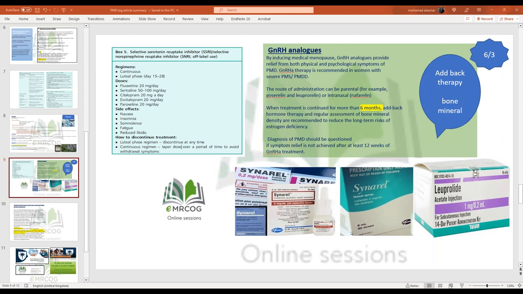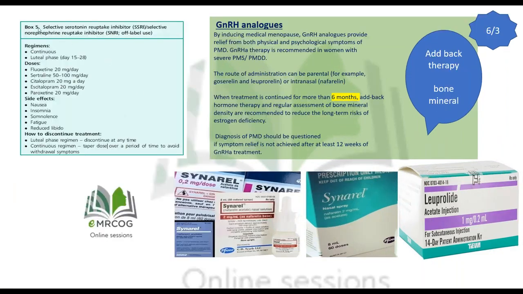Okay, so here in the notes, my friend, as you can see, also from the guideline, sorry, from the TUG article, the box number 5 gives you different agents of the SSRI or SNRI, like fluoxetine 20 mg per day, or sertraline 50 to 100 mg per day. Citalopram can be used at 20 mg per day, and paroxetine, for example, 20. Side effects usually are nausea, insomnia, fatigue, reduced libido. How to discontinue the treatment? Simply, if you use it in the luteal phase only, this can be discontinued at any time. If the woman is on a continuous regimen of SSRI, she needs to stop it gradually, okay, to avoid withdrawal symptoms. Are we clear so far?